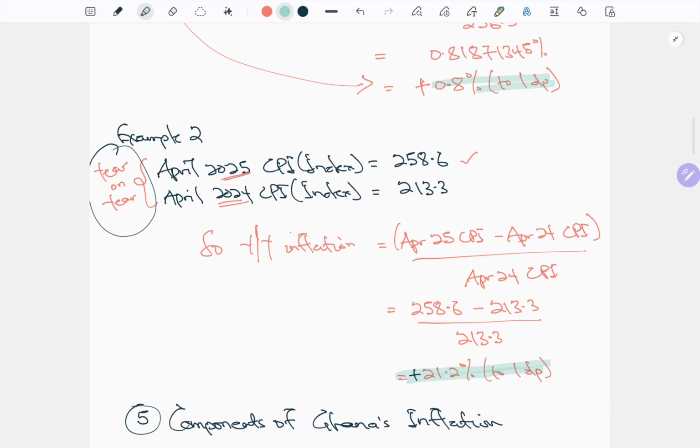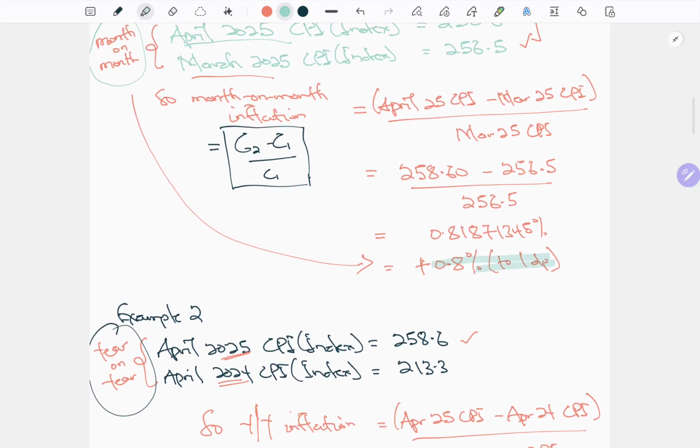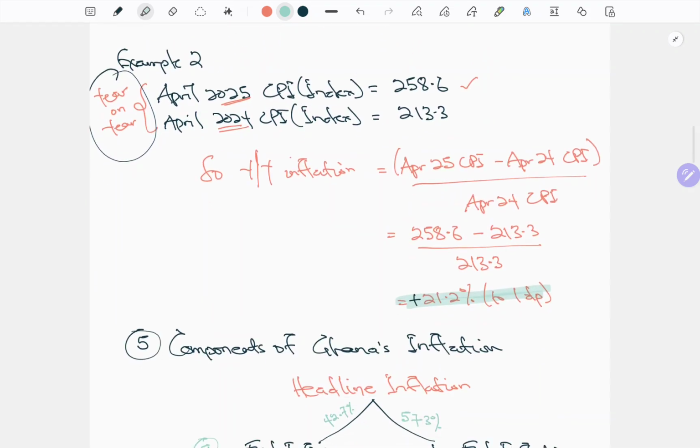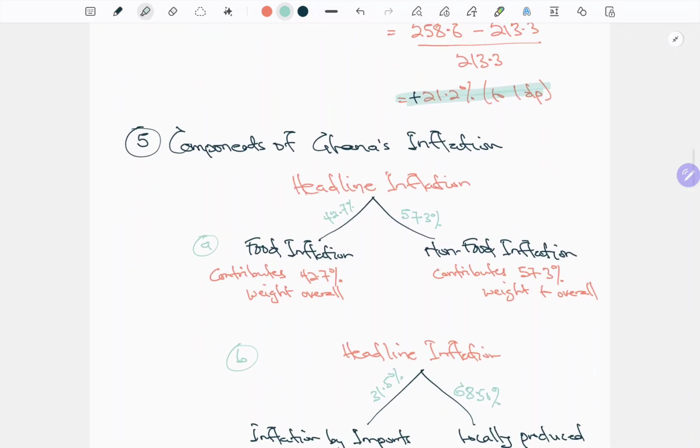So very neatly and very briefly, this is how you compute inflation, both on a month-on-month basis and on a year-on-year basis. Right. Now, as we move on, let's look at the various components of our inflation in Ghana. Inflation is very broad, and there are various components or categorizations that are used in some countries.